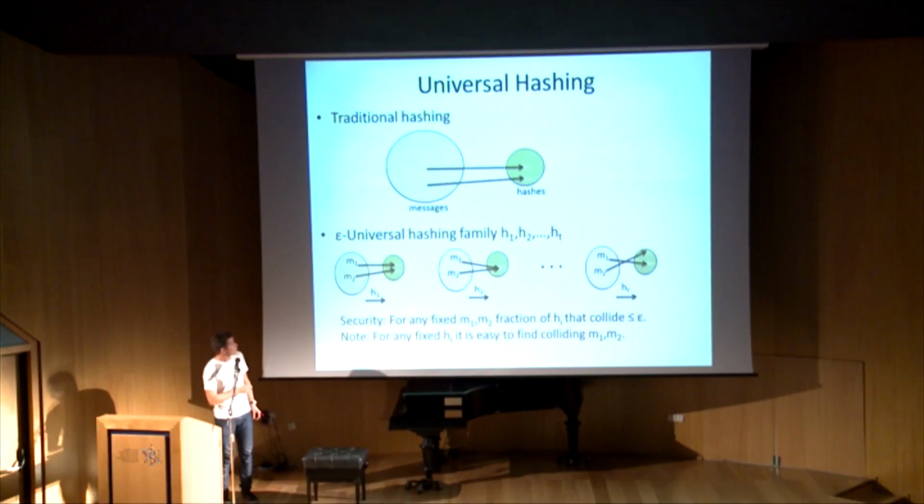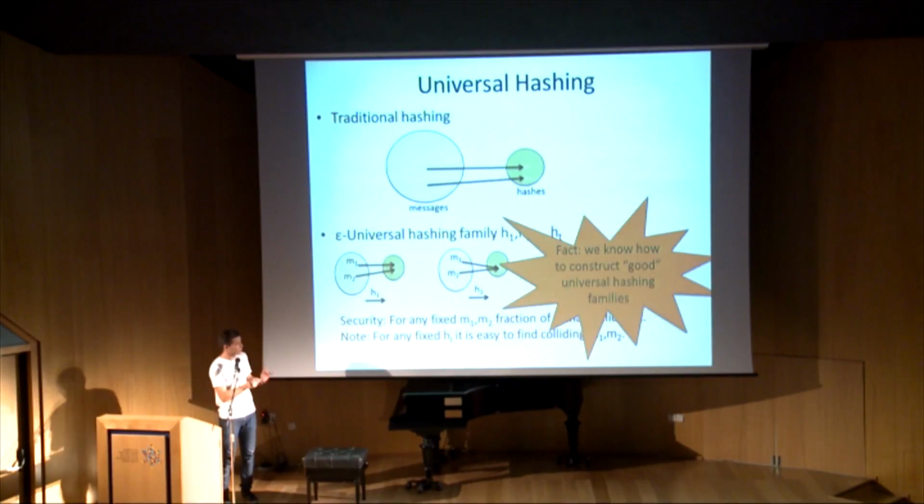Okay. So just to compare it with traditional hashing, of course, if you fix a function from a family, then it's easy to find collisions. So you cannot fix a function from a universal hashing family and use it. Okay. So just a fact. I will not describe it in this presentation, but we know how to construct good universal hashing families. So we know that given the domain size, we can choose the size of a hashing family and the size of a digest space to be small enough.